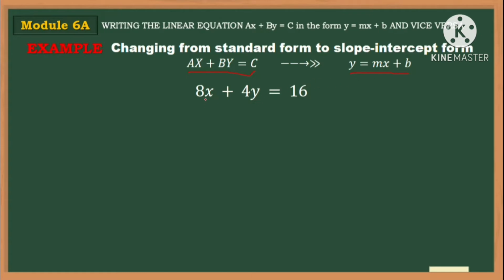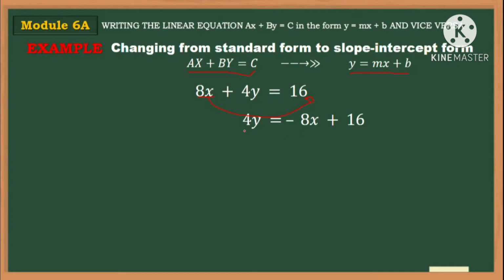So notice 8x, lipat natin sa kabila. Usually, yun ang ginagamit natin. Pero pwede din, you are going to subtract both sides by negative 8x. Why negative 8x? Kasi ito ay positive 8x. So remaining, that is 4y is equal to, so this is negative 8x then plus 16.